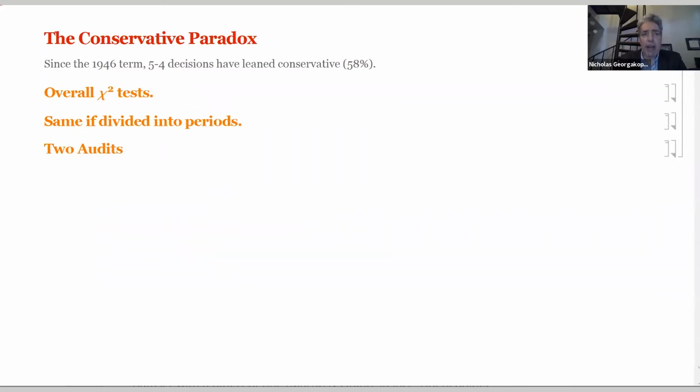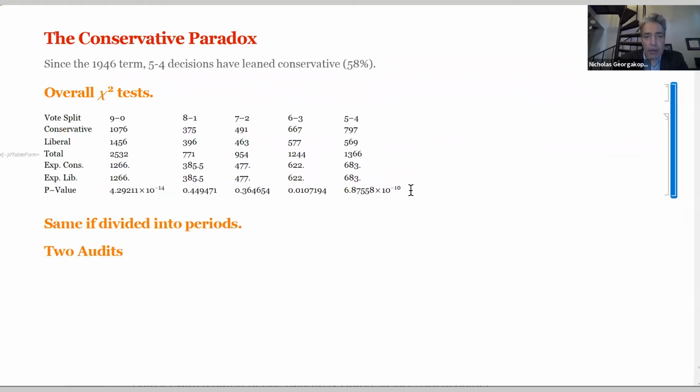So the conservative paradox is that since the 1946 term, 5-4 decisions have leaned conservative, 58% conservative. I do chi-square tests on that. I show that the 5-4 decisions, the rightmost column here, has a p-value that's an extremely small number. So it's extremely unlikely that this 58% could have come by chance, while the underlying mechanism is producing 50-50 decisions.